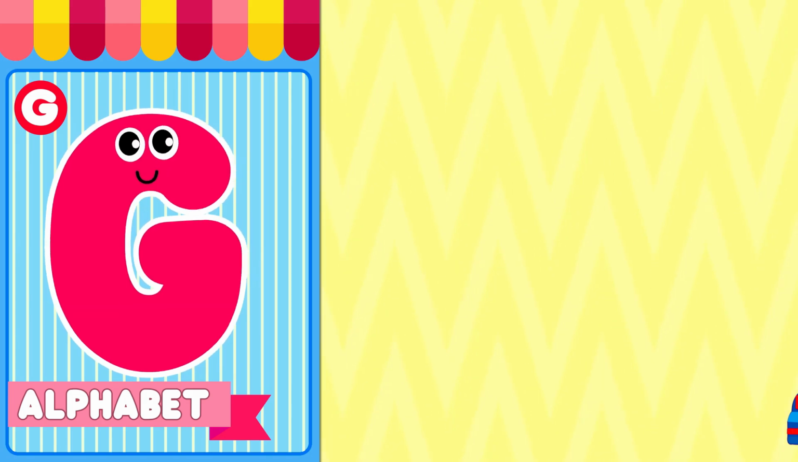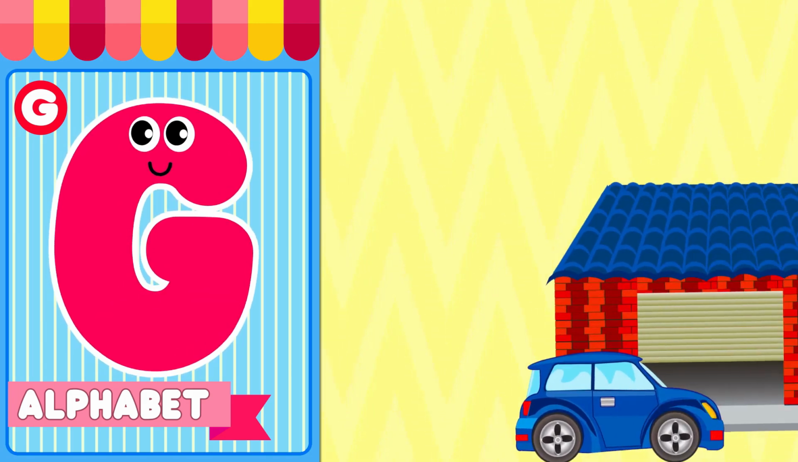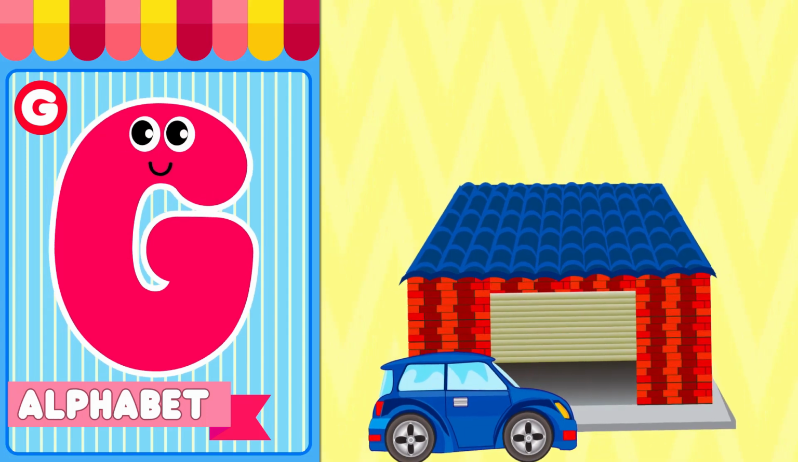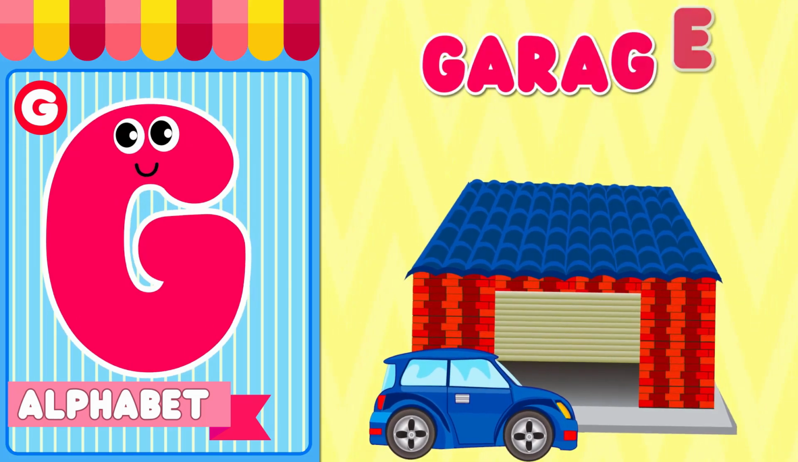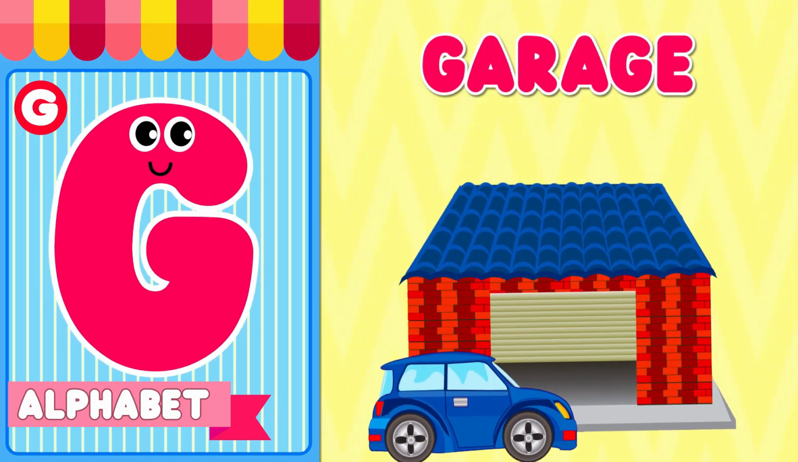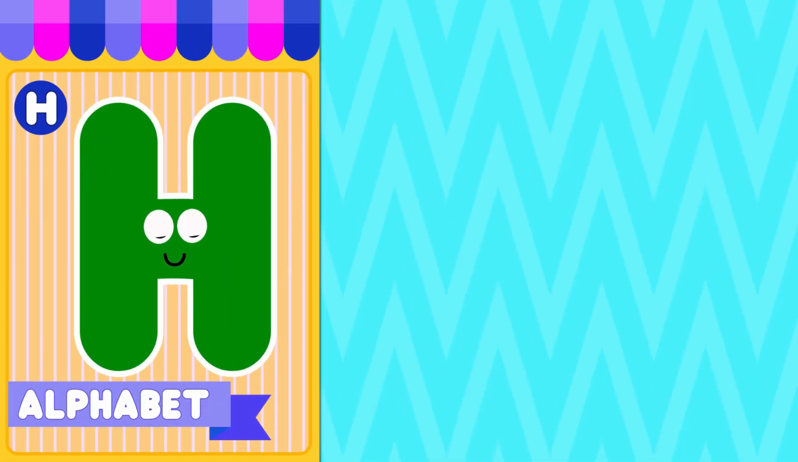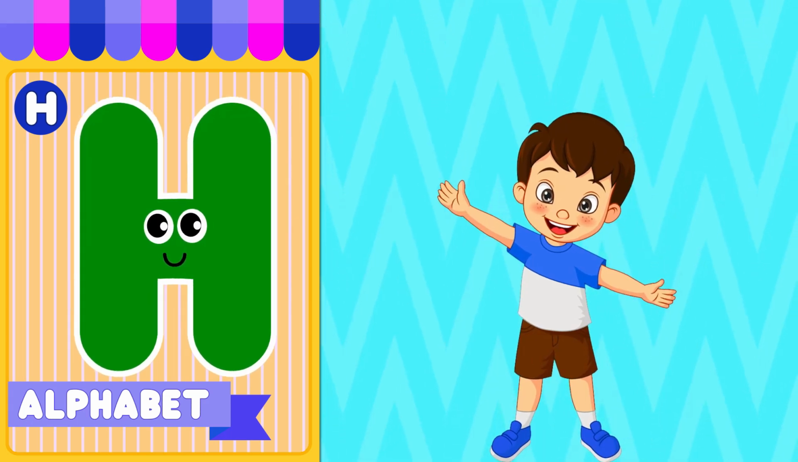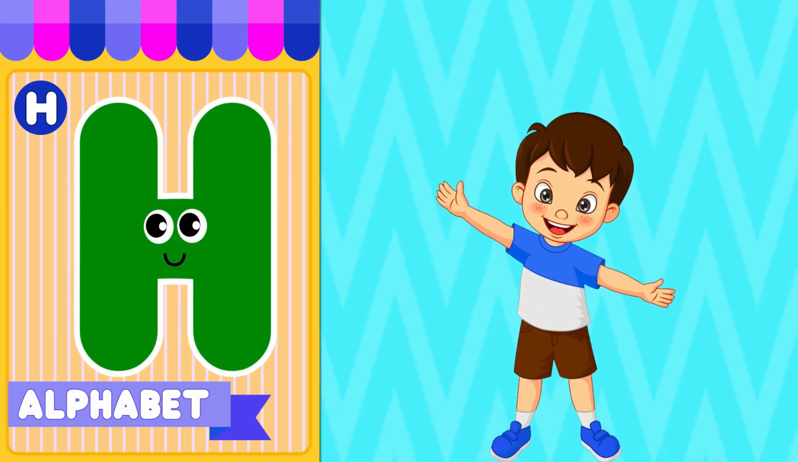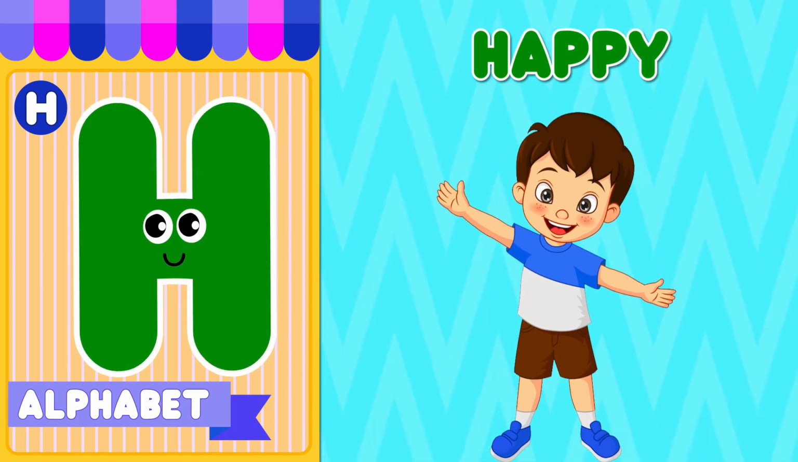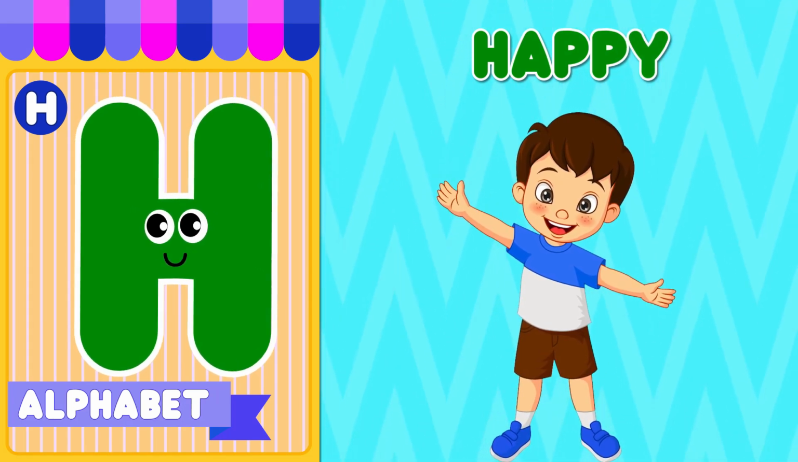It's the alphabet G. G for garage. Garage. G for garage. It's the alphabet H. H for happy. Happy. H for happy.